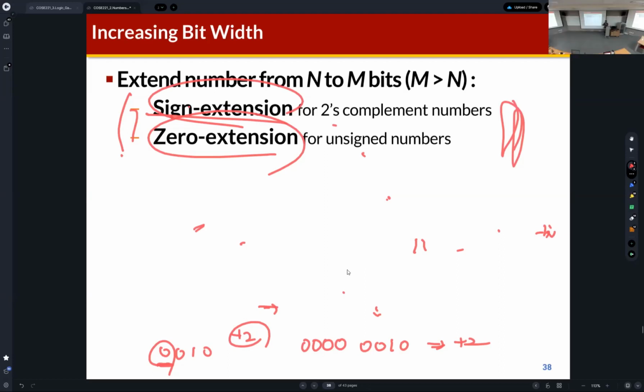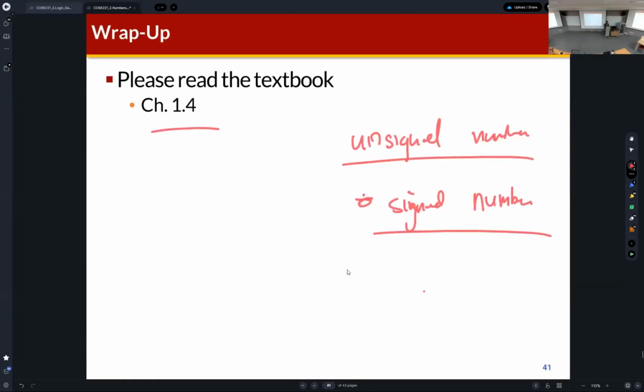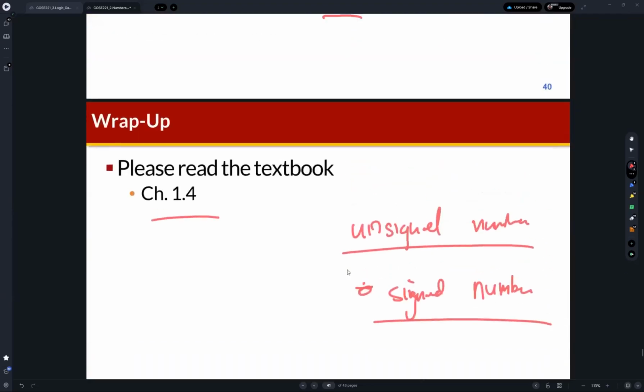Sign extension means that when the bit width is expanded, we need to just repeat the MSB. Zero extension means that we need to apply zero extension for unsigned numbers. Unsigned numbers are just the positive numbers and 0. So for zero extension, we just add zeros on the left side of a number to increase the number of bits. Okay, those are what we learned in the previous class. Then please read the textbook.